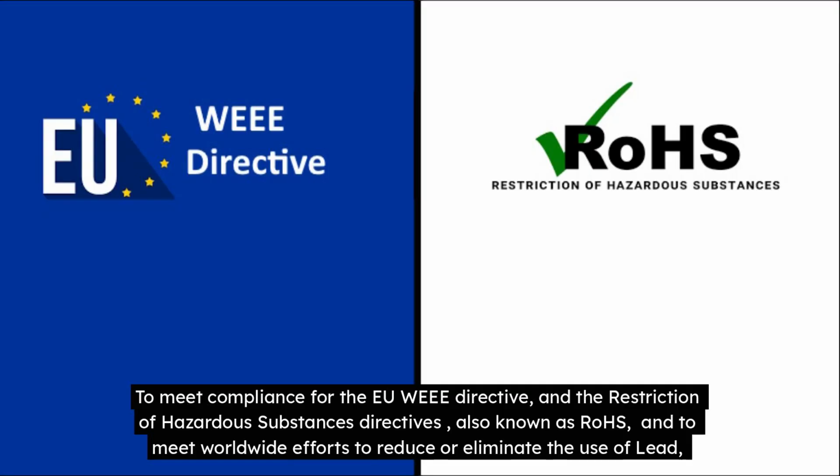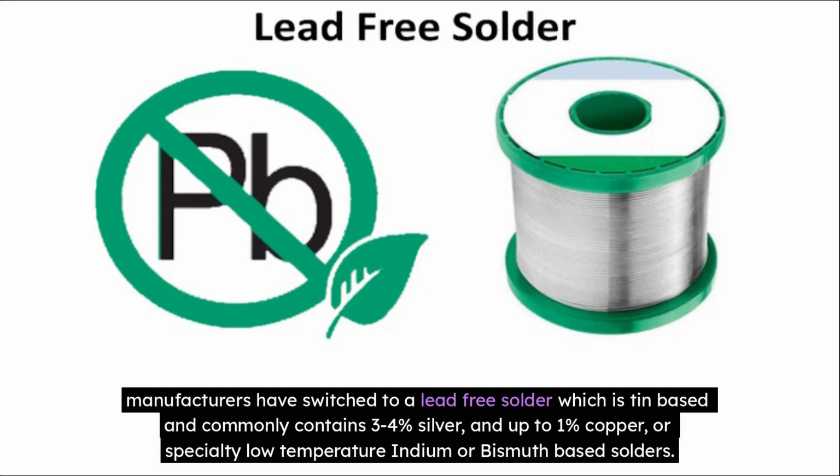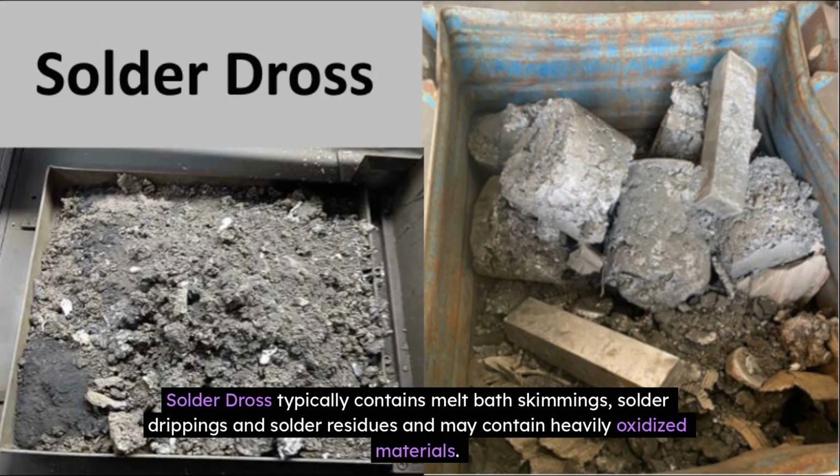and to meet worldwide efforts to reduce or eliminate the use of lead, manufacturers have switched to a lead-free solder, which is tin-based and commonly contains 3 to 4% silver, and up to 1% copper, or specialty low-temperature indium or bismuth-based solders. Solder dross typically contains melt bath skimmings, solder drippings and solder residues, and may contain heavily oxidized materials.